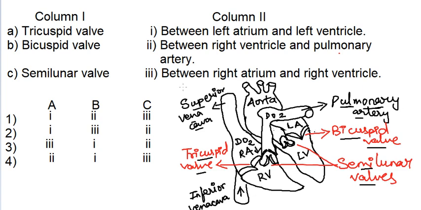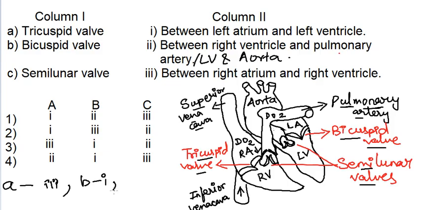So what will be the correct answer? A is tricuspid, between right atrium and right ventricle, so A will be 3. Bicuspid is between left atrium and left ventricle, so B will be 1. Semilunar valve is present between right ventricle and pulmonary artery, or between left ventricle and aorta, so C is 2. A3, B1, C2. So the correct option is option number 3.